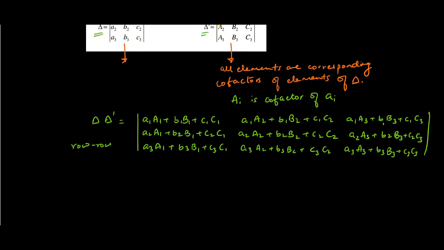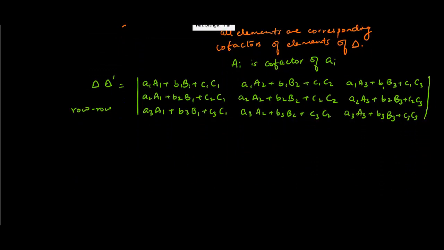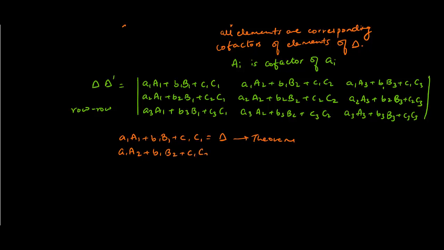Now recall that if I multiply every element with the corresponding cofactor and add the results, we get the value of the determinant. This was the theorem that we studied in the initial part of the chapter during the expansion of determinant. And also if I multiply the elements of a row with cofactors of the elements of another row, in that case we get the value 0. This was also a theorem. We have already studied these two theorems in expansion of determinant.